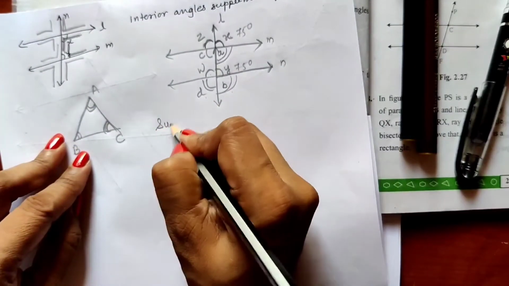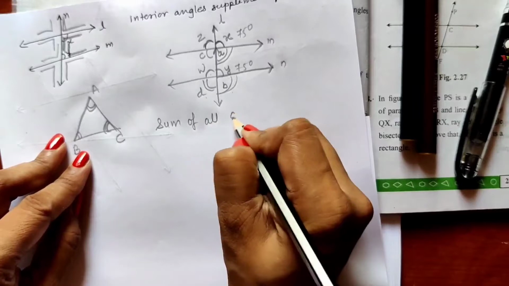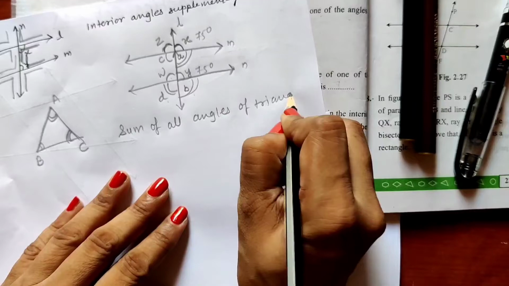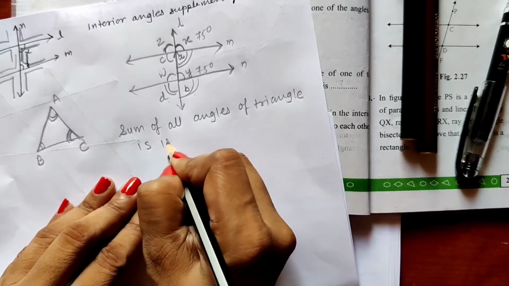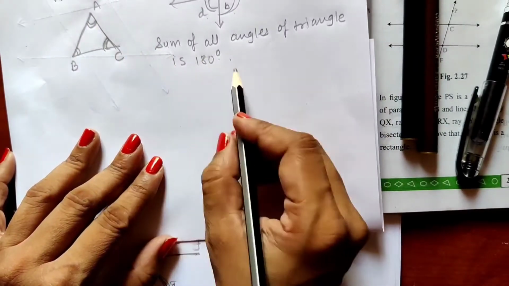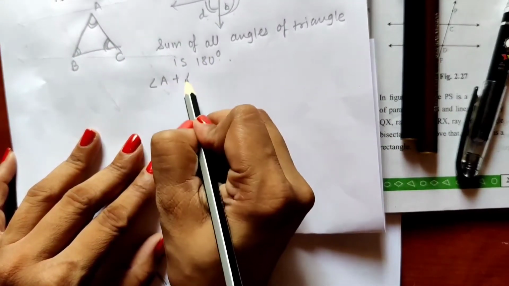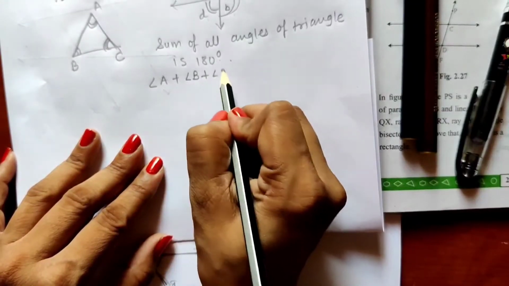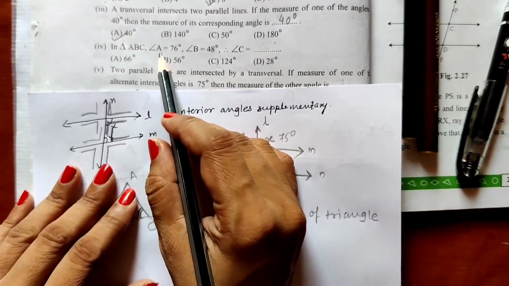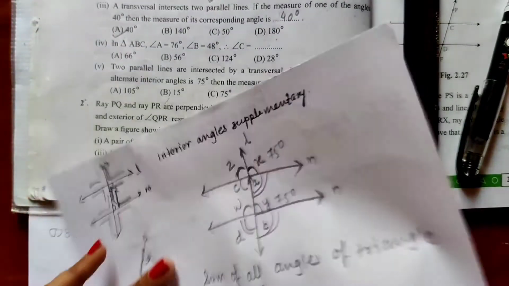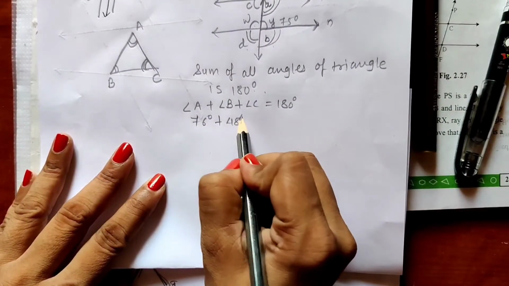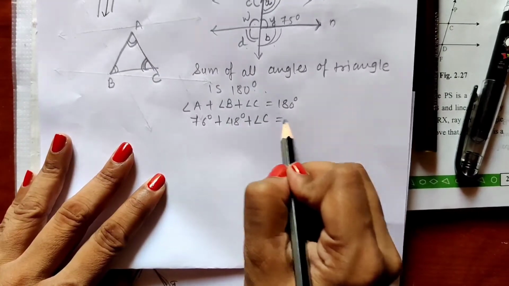The property is the sum of all angles of a triangle is 180 degrees. Okay, 180 degrees. The sum of all these three angles of a triangle is 180 degrees. That means angle A plus angle B plus angle C will be equal to 180 degrees. So here two angle measurements are given: A is 76 degrees and B is 48 degrees. So in place of A we can write 76 degrees and in place of B we can write 48 degrees. C, which we have to find out, is equal to 180 degrees.